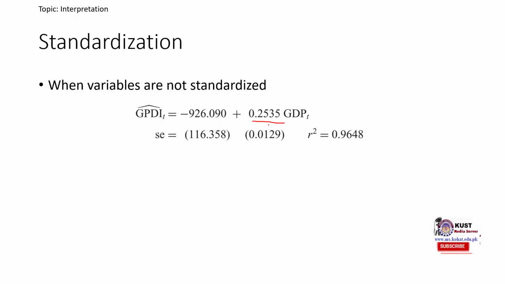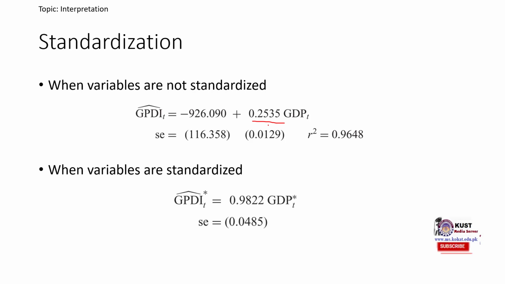So when the variables are standardized, what we did, we took the series of the GDP. This was our GDP, all the data, each observation. We calculated its mean, we calculated its standard deviation. Then what we did is we deducted the mean from each observation. So if this observation was 5, we deducted the mean from this 5. If this observation was 7, then we deducted the mean from this 7.